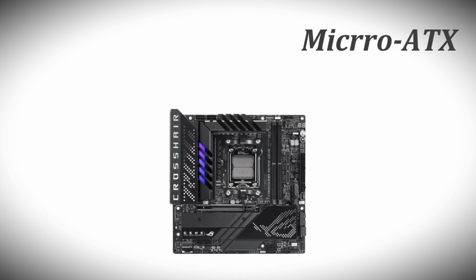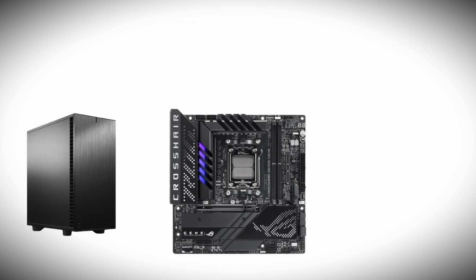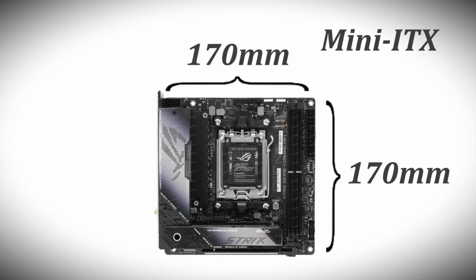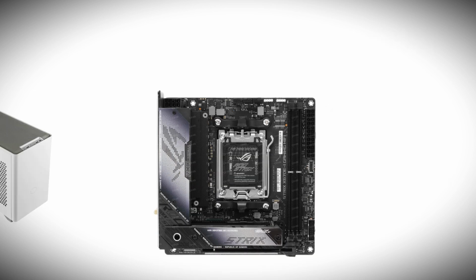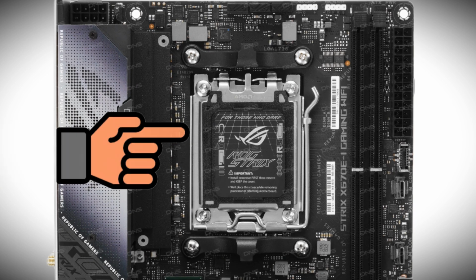Micro ATX, up to 244 by 244 millimeters, used in smaller cases. Mini ITX measures 170 by 170 millimeters, suitable for small form factor cases. At the center of the motherboard is a socket for connecting the processor. This is called the CPU socket.